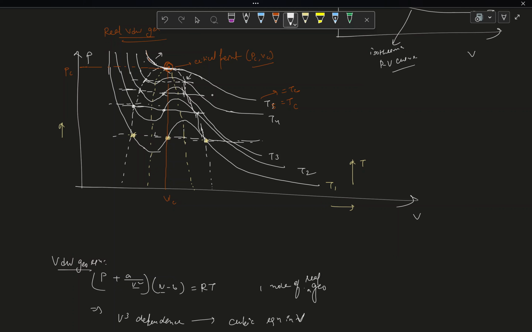dP by dV. Similar to when you draw an x versus y plot, the slope of the curve will be just dy/dx, right? So similarly here dP/dV is the slope of this PV curve, and the curvature is the double derivative of the slope, so it will be d2P by dV2.